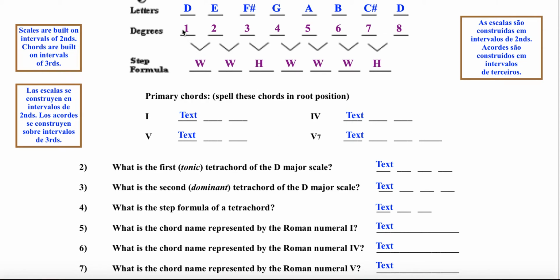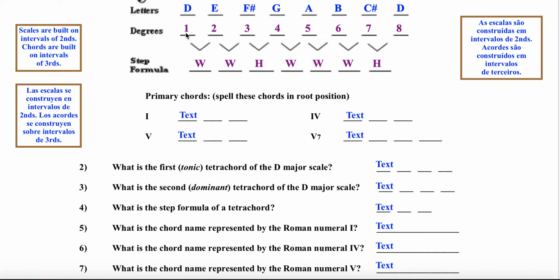Now that we've built the D major scale, we're going to extract our primary chords. Remember, there are three primary chords in music. There's the tonic, the subdominant, and the dominant. These are built on the first, fourth, and fifth scale degrees, and to identify them as chords, we use Roman numerals. So let's go to the first, or tonic chord.